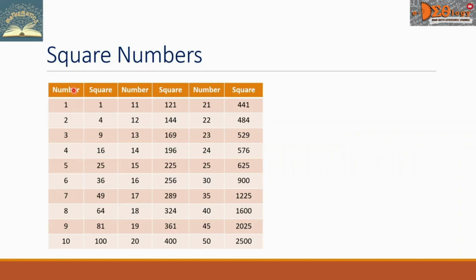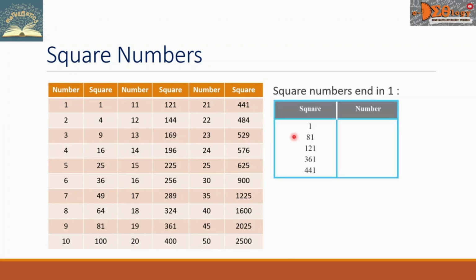Today we're going to study some properties of square numbers. Here we have a table of numbers and their corresponding squares. We put here numbers from 1 up to 25 along with the squares. Also the numbers 30, 35, 40, 45, and 50 along with their squares. Let us see some properties.